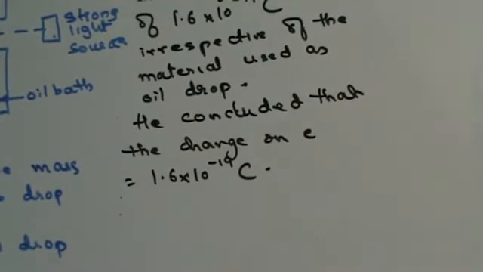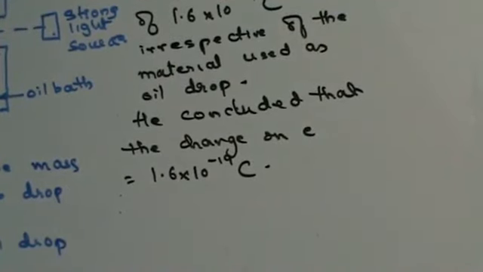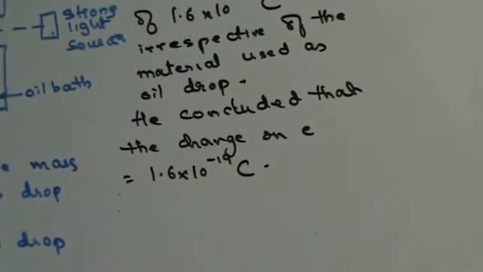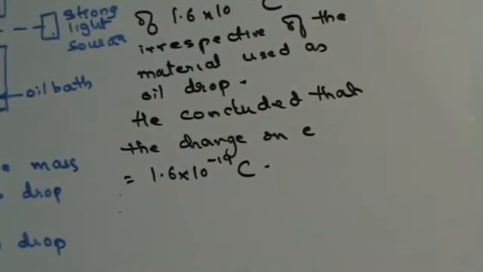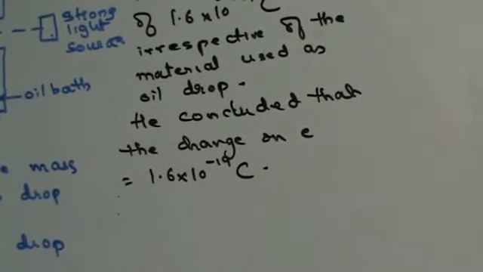Since in all the cases he found out that the charge was integral multiple of 1.6 into 10 raised to minus 19, he said that 1.6 into 10 raised to minus 19, since it is common with all of them, that has to be the basic charge on the electron.